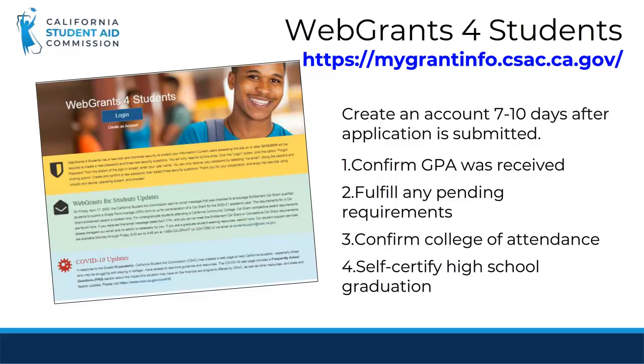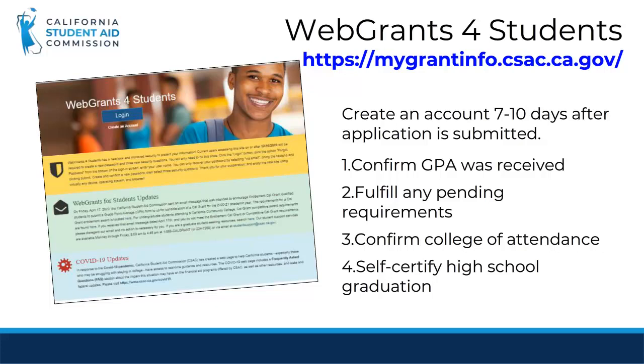The WebGrants for Students portal enables students to track the status of their application, confirm that their GPA was received, check for any pending requirements that could hold up application processing, report a school change or leave of absence, or update their contact information. After awarding, they can use this account to complete the high school graduation verification and the College of Attendance certification that will need to be completed before their award is released from hold.